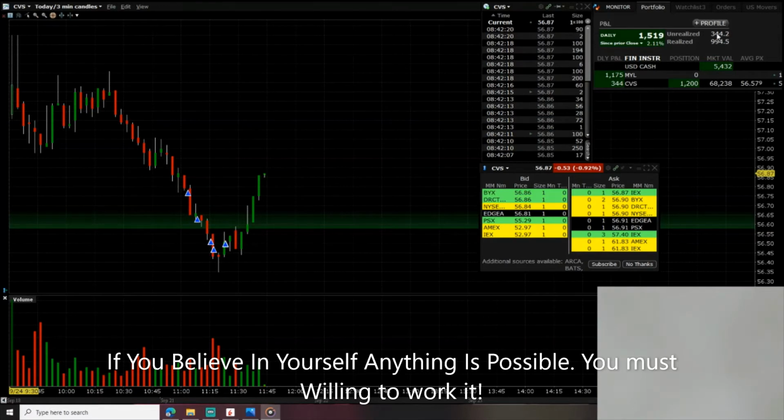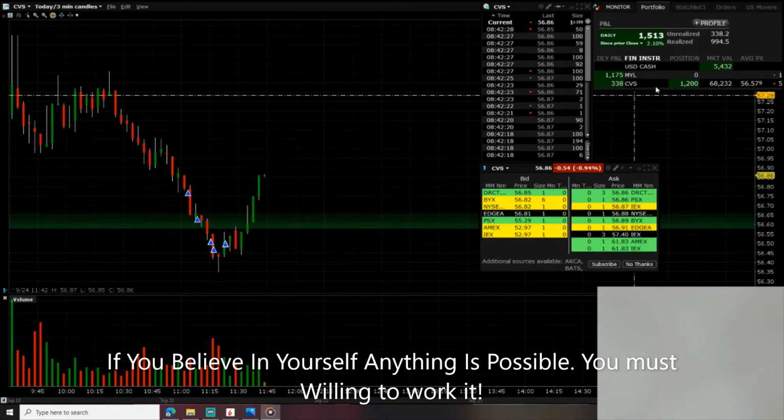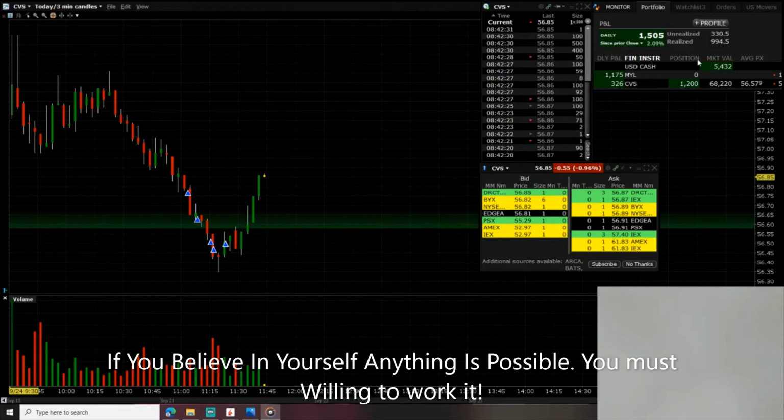$344. Okay. The other trade this morning is $1,100 already done. I have zero share left. This trade right now, just in the last 5 minutes, I made another $338. Okay. So I'm going to try to sell it. Just want to see.